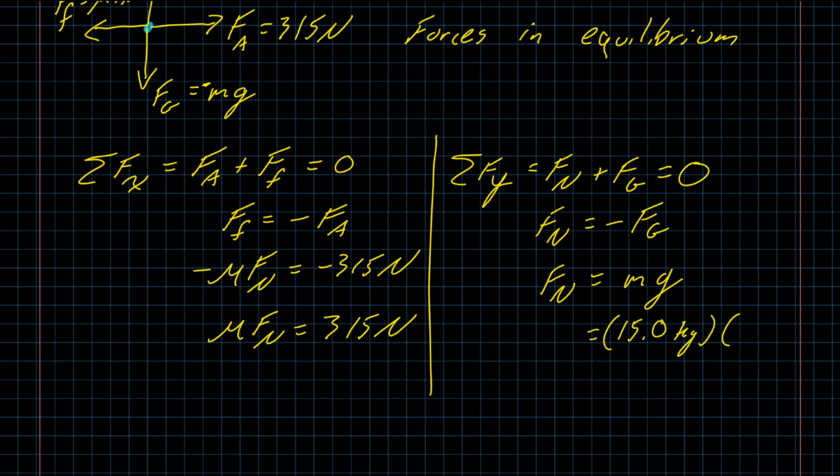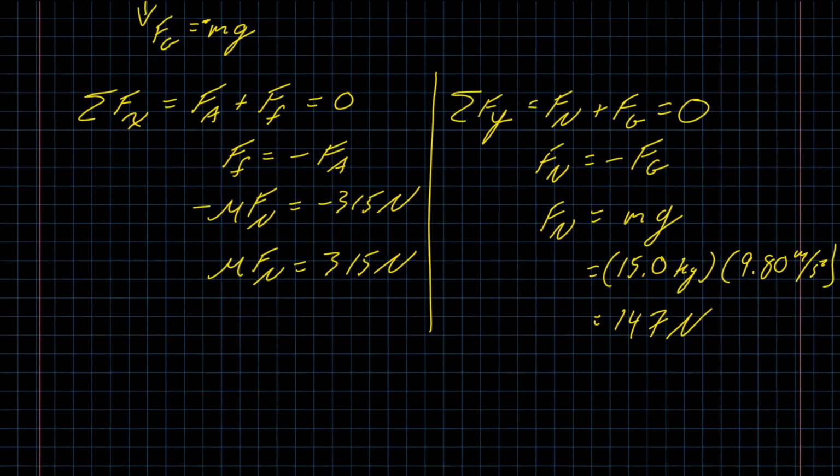And of course, gravitational acceleration is 9.80 meters per square second. And if I multiply 15 kilograms times 9.8 meters per square second, I get that the normal force in this case is 147 newtons. Now we're getting somewhere.